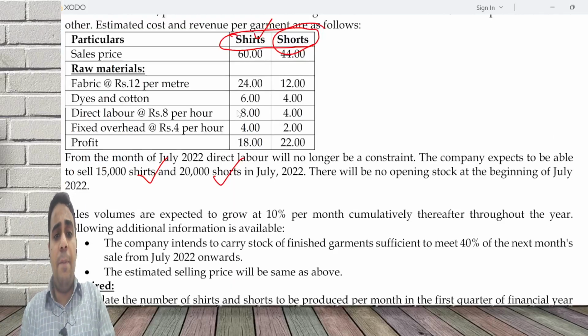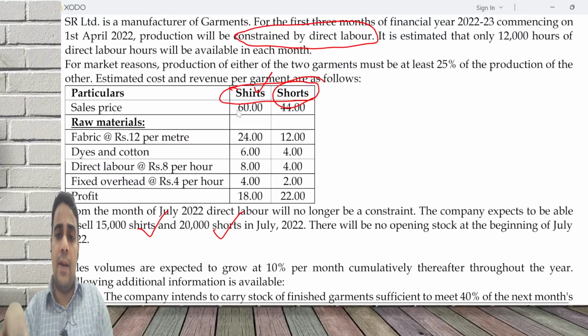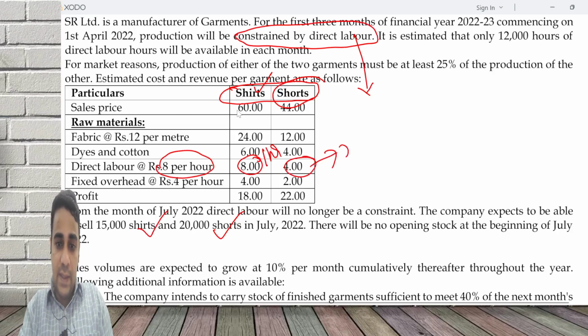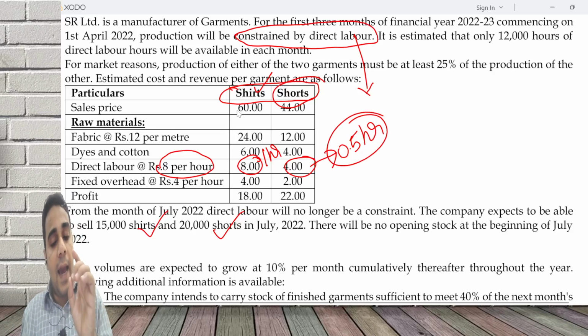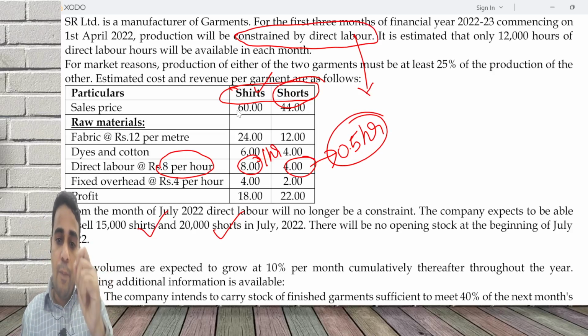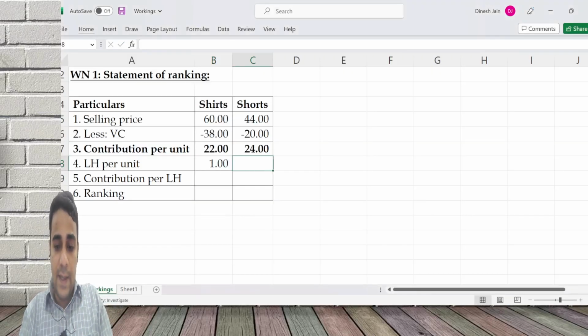Why labor hours per unit? Because our limiting factor is labor hour, constrained by direct labor hour. It says 8 per hour. If it's 8 rupees, this is 1 hour. And if it's 4 rupees, it is half an hour, 0.5 hour. That is direct labor at 8 per hour. 0.5 into 8 is 4 rupees. Labor hours per unit is 1 and 0.5.